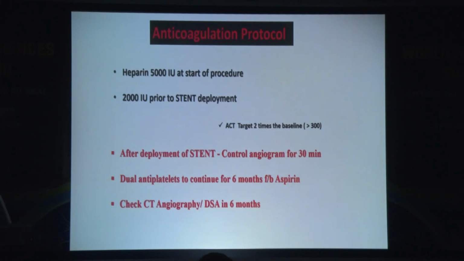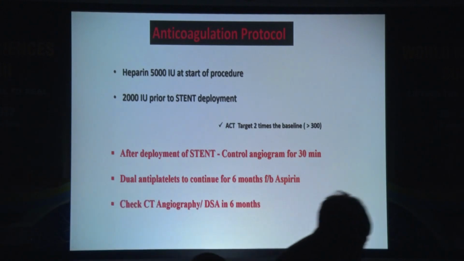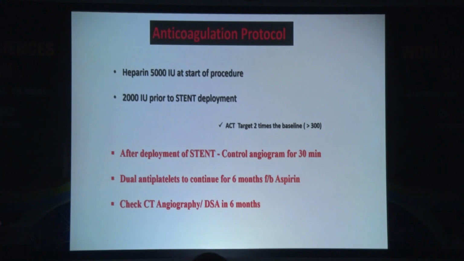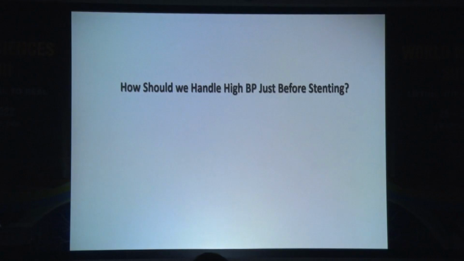Dual antiplatelets are to be continued for 6 months, which is usually followed by aspirin continuation for the rest of life. But at 6 months, we prefer to do a check DSA or a check CT angiography to look for in-stent stenosis. If it is there, we can continue with the dual antiplatelet drugs. If it is not there, we withdraw one antiplatelet and continue with aspirin in most of the patients.